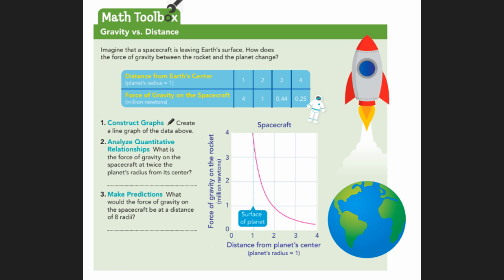Now, question 2, what is the force of gravity on the spacecraft at twice the planet's radius from its center? That's going to be 1 million newtons. What would the force of gravity on the spacecraft be at a distance of 8 radii? That's 0.06 million newtons.